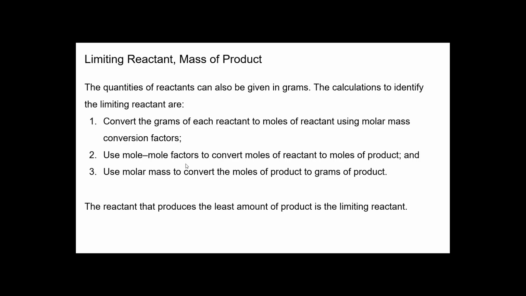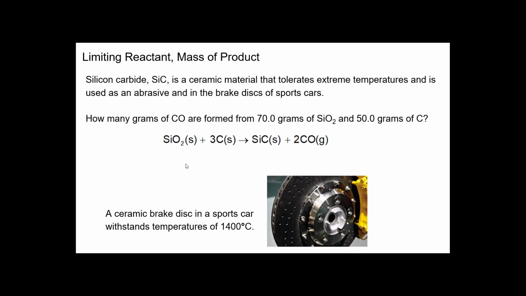So convert the grams of each reactant to moles using the molar mass conversions. Then we use the mole to mole factors to convert the moles of reactant to moles of product. And then we use the molar mass to convert the moles of product to grams of product. Everything we've already been doing previously has built up to this. The reactant that produces the least amount is the limiting reactant. So let's do a problem.